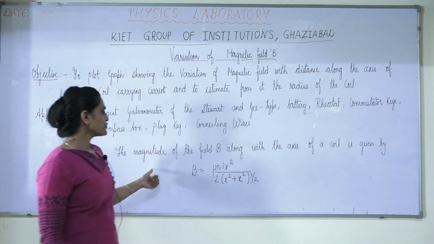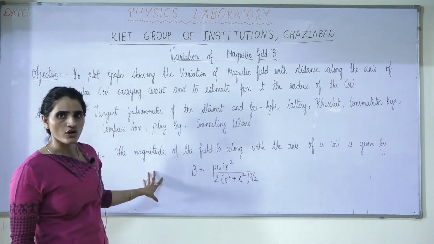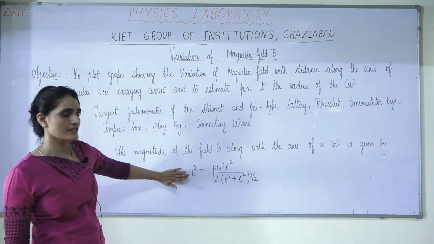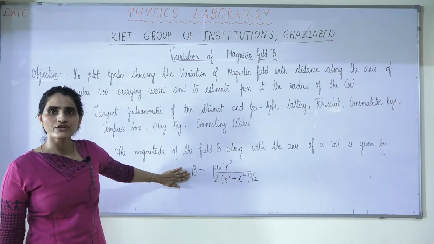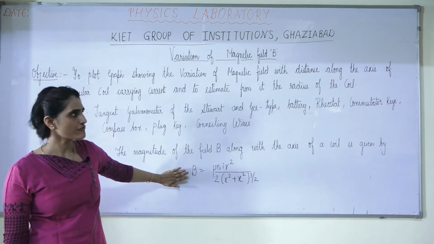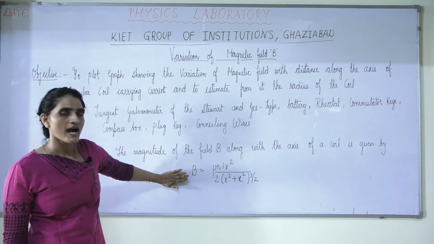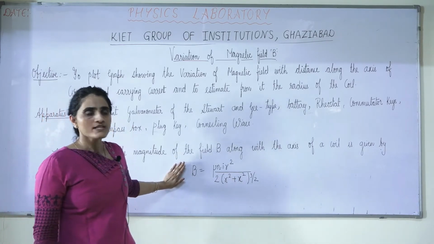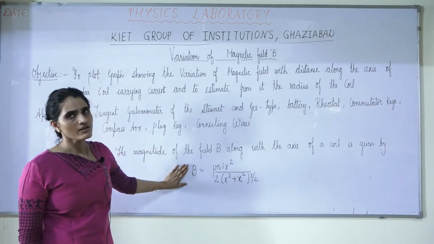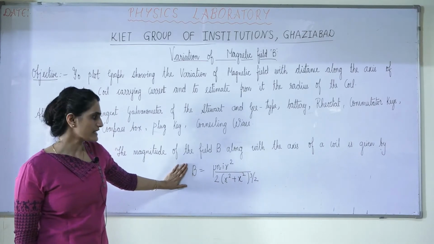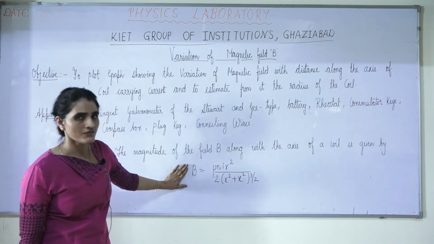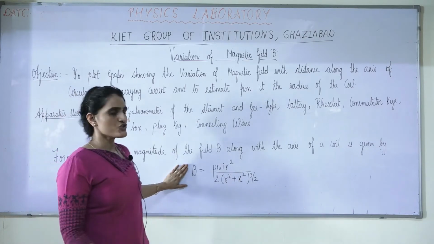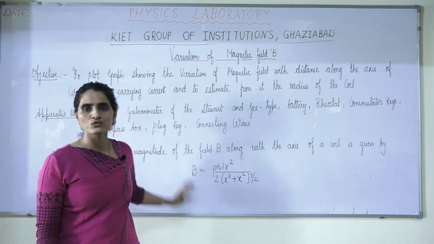But in order to find the radius of the coil, we are not going to use this formula. We will prefer an alternative method, which is plotting a graph of distance versus tan theta. From that graph we will calculate the radius of the coil, which I will show right now. Thank you.